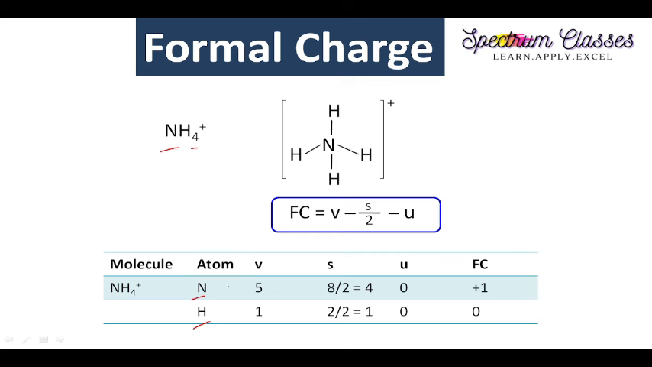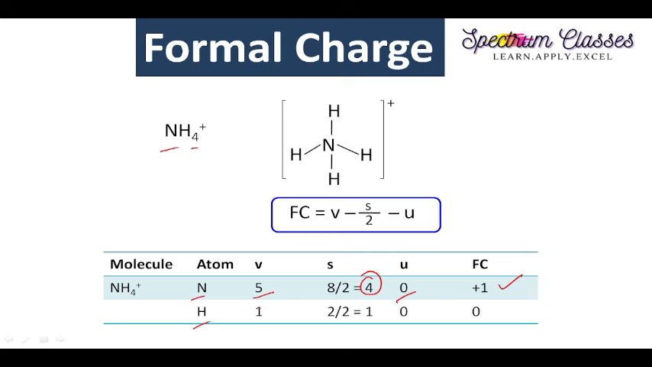Right? Nitrogen has 5 valence electrons and it forms 4 bonds, in this manner. How many electrons are left unshared? Nothing is left unshared. So 5 minus 4, we have plus 1.